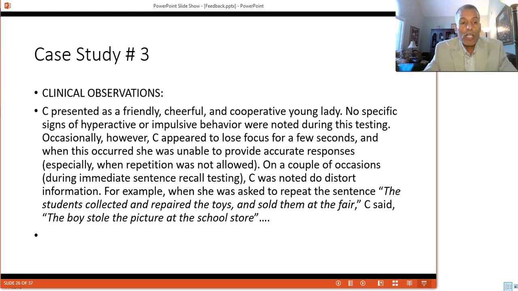On a couple of occasions during immediate sentence recall, C was noted to distort information. For example, when I asked her to repeat this sentence, "The students collected and repaired the toys and sold them at the fair," she said, "The boys stole the picture at the school store." So it was really just funny how the whole thing was distorted.